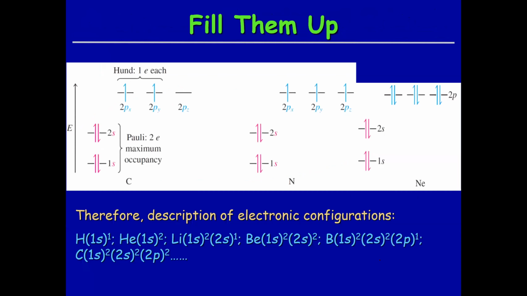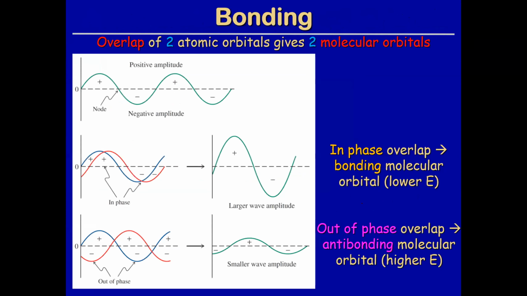And you fill them up. So up till now, this is nothing new compared to what you've done at O level. But now we can have bonding. So you are going to overlap two atomic orbitals. These can be either in phase or out of phase.